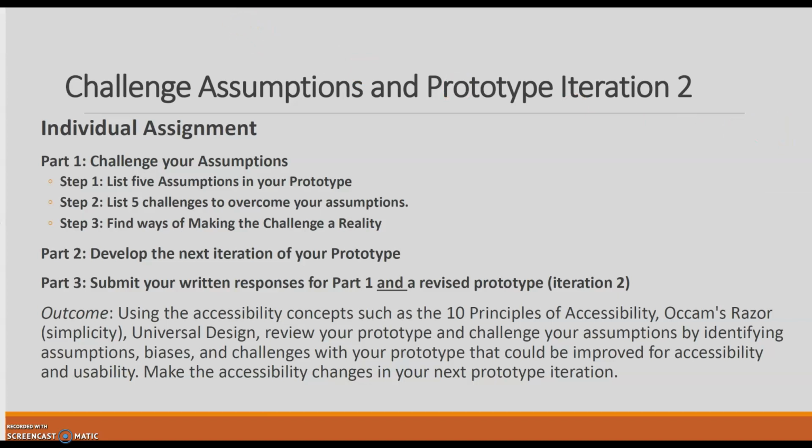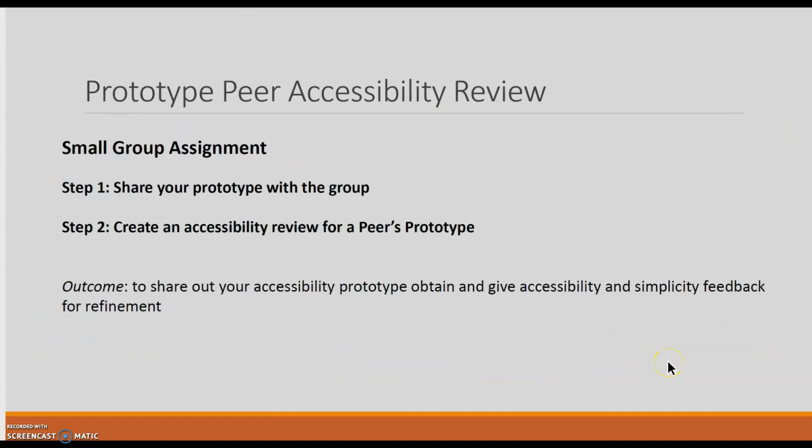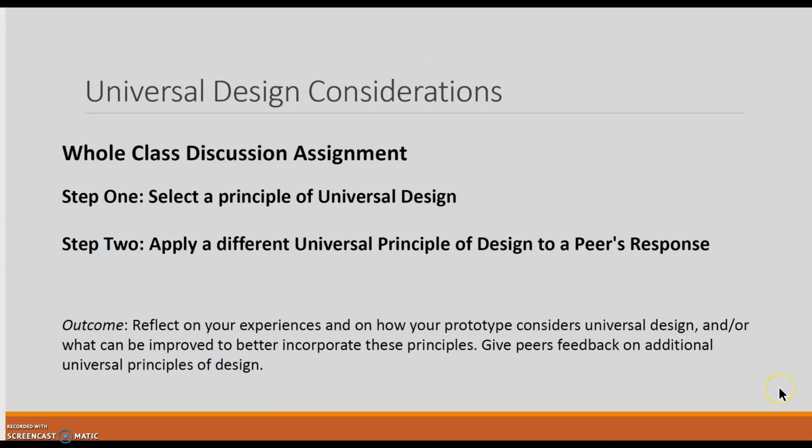And as I noted, you're going to develop the next iteration of your prototype, and you're going to submit that for my review. Next, you're going to do the small group assignment, which is you're going to share your prototype with the group, and they will give you feedback based on the accessibility principles we've learned this week, and you will do the same. You'll create an accessibility review for another peer. And then lastly, you're going to have the whole class discussion, where you'll select a principle of universal design and apply that to some of your own experiences and your prototype, and talk about that. Then you will give feedback to another peer about their description of universal principles and their prototype.